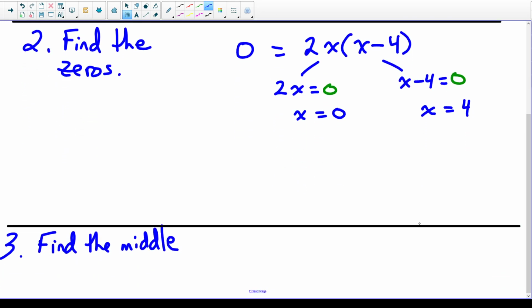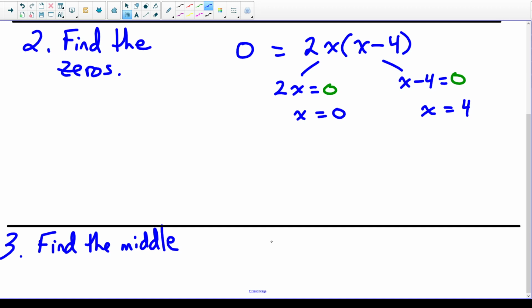And now our next step is to find the middle. Well, what is the middle of 0 and 4? We know that it's 2. In fact, it matches the example I showed on the previous slide. Coincidentally, it's not always going to be 2. But what happens if the numbers were a lot uglier than 0 and 4? There's actually a formula for calculating the middle.